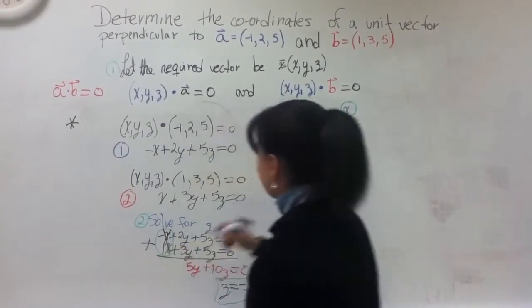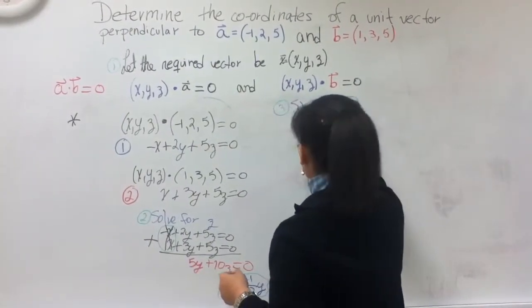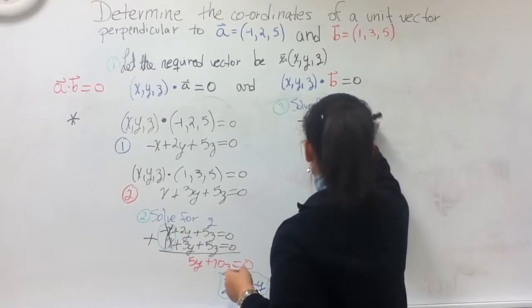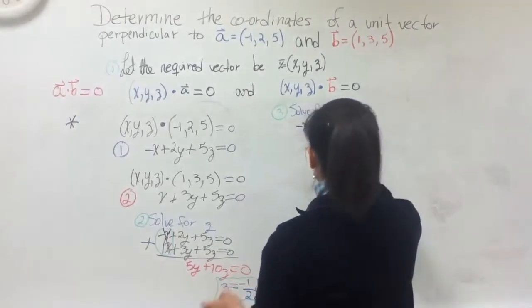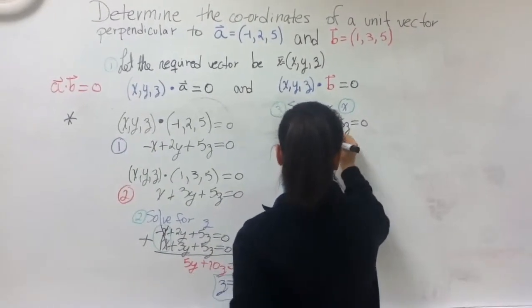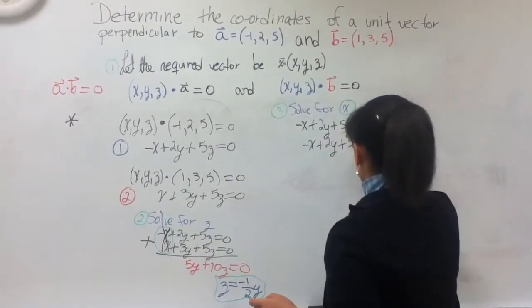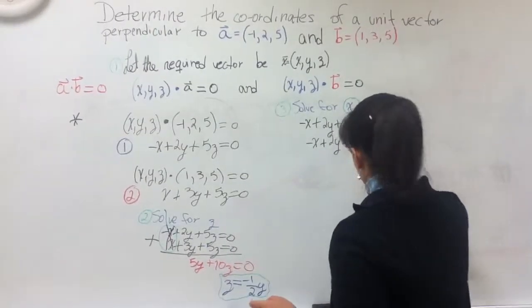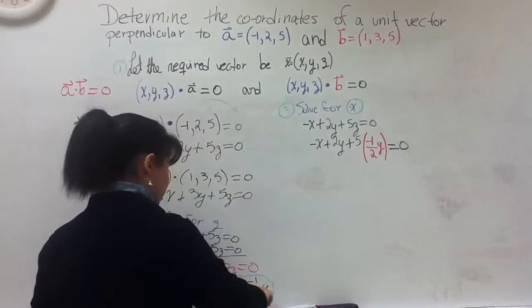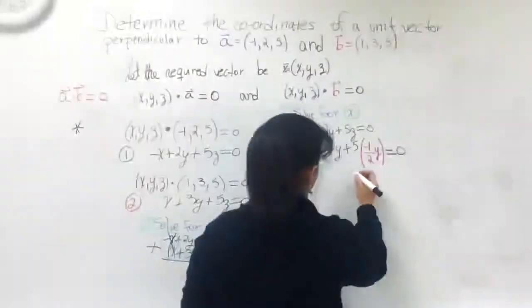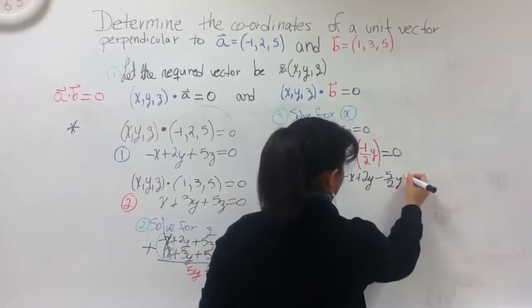Okay, since we can use any one, I'm going to use equation number 1, which is -x plus 2y plus 5z equals 0. And I'm just going to plug my z value in for z. So -x plus 2y plus 5 times (-1/2 y) is equal to 0. Okay, so now we have this. We can go on to solve. So I know that -x plus 2y minus 5/2 y is equal to 0.